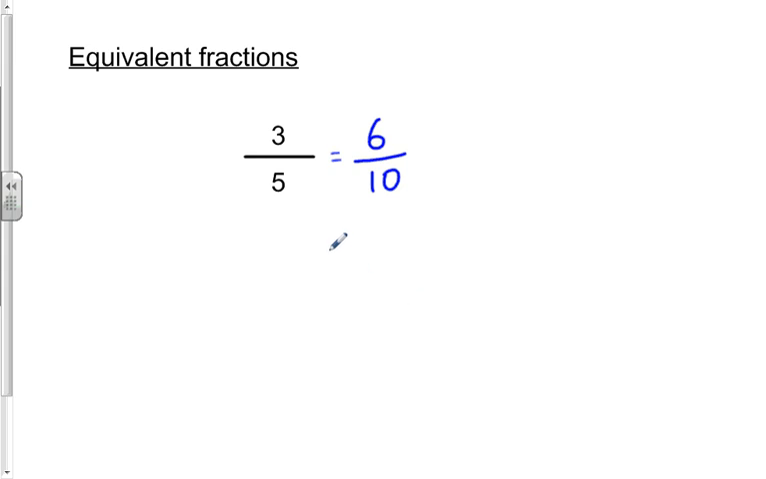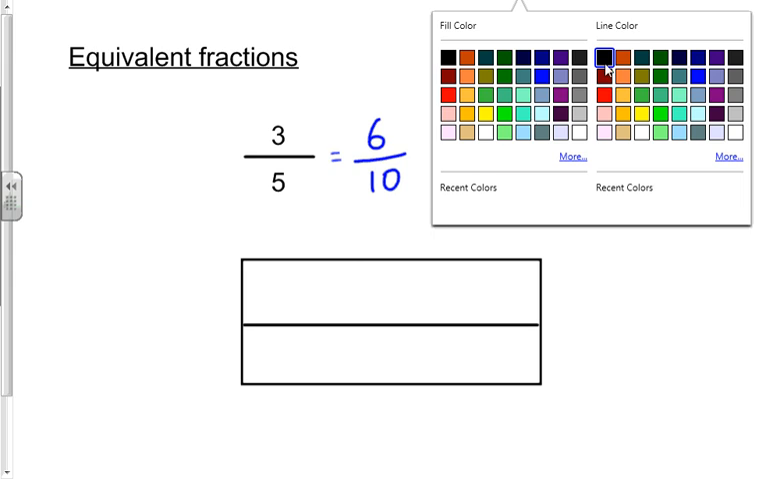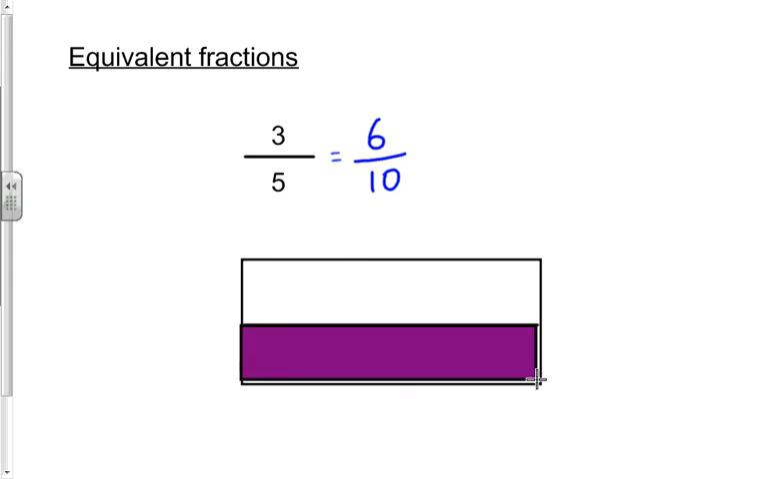If I have something that I've split up into fifths, I can cut each of those fifths in half and get the same object split into tenths. My 3/5 are the same as 6 of those original tenths. And we can see that quite easily when you've got something like our rectangle here. Now, if I split my rectangle in half, then I can color in half and I can say that that half of my rectangle is purple.